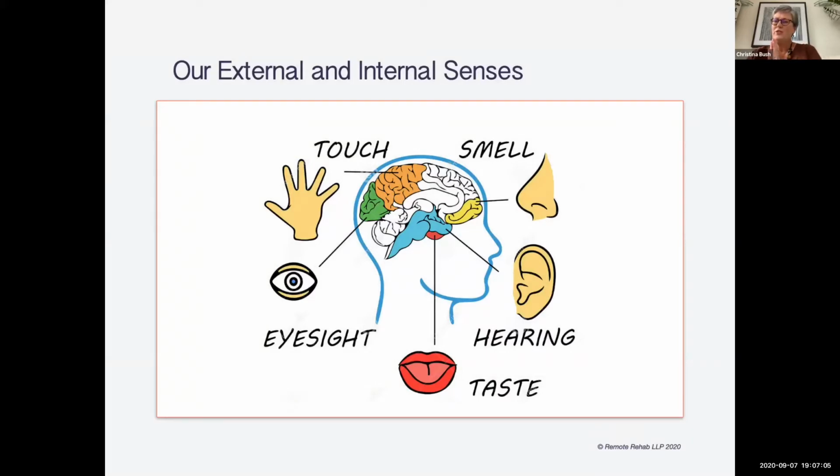So, just wanted to give you some sort of context here. We have our external way of collecting information, so how we absorb information. We take information in through our eyes, our ears, our tastes, our smells, and our touch. Each of us has our own preferred way of doing it. For some of us, we need to see something, as I talked about before, in order to actually register that in our thinking.